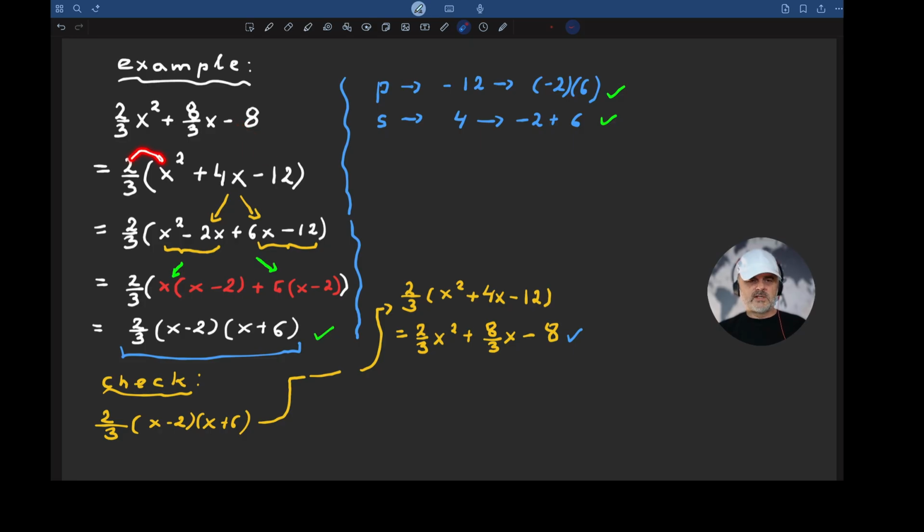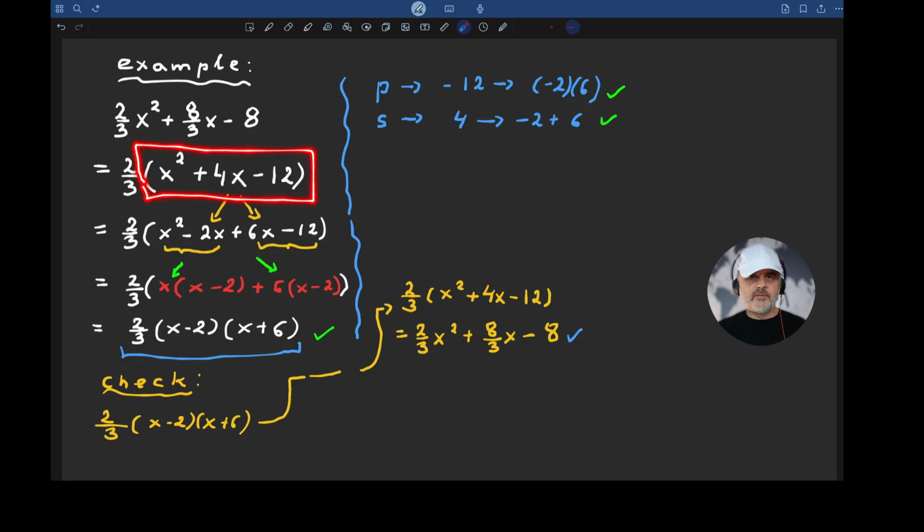And how is that possible? Because if you choose to multiply back, 2 over 3 times x squared, 2 over 3 times 4, which is 8 over 3, and 2 over 3 times negative 12 is negative 24 over 3, which is negative 8. So that makes sense, right? So now you're paying attention to this new trinomial with no fractions.